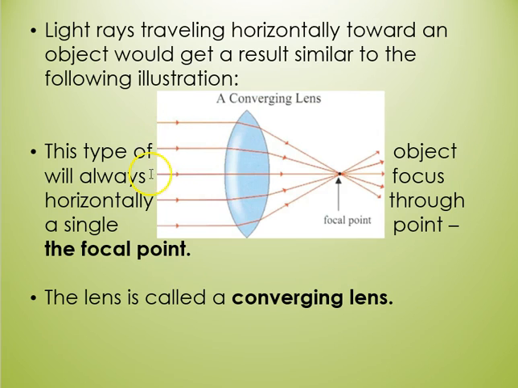So check out each light ray. You can see that it enters the lens. When it goes to exit the lens, it actually bends toward one focal point. So it's a single point. This is the focal point, and this type of lens that will do this is called a converging lens. So it actually converges the light rays into this one focal point. Now you can see after that focal point that the rays actually move off in a different direction.